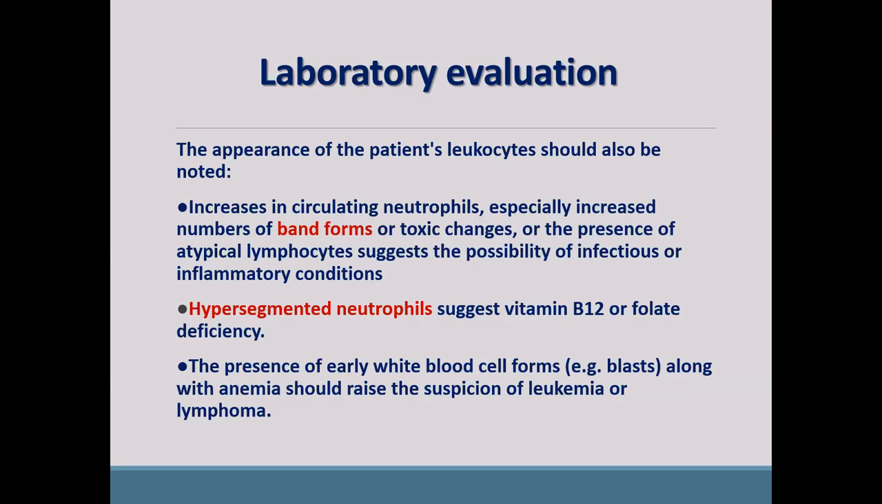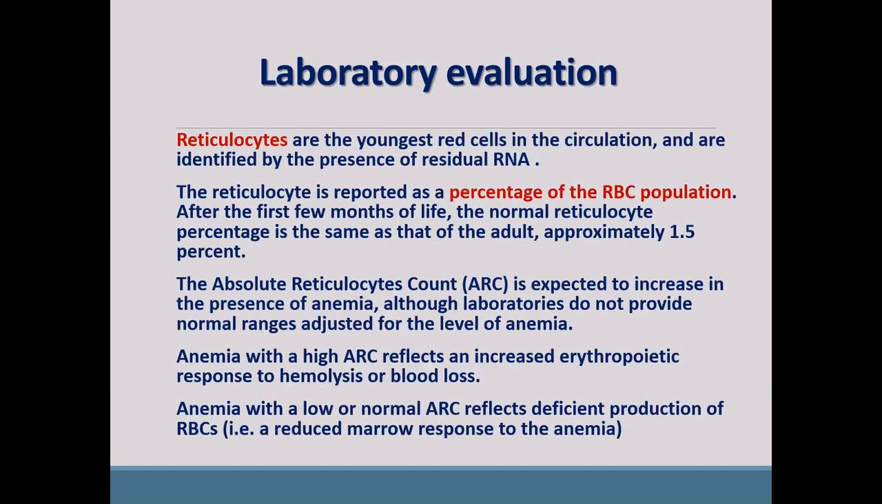Presence of early white blood cell forms, for example, blasts, along with anemia should raise suspicion of leukemia or lymphoma. In lymphoma, we can have anemia, but it is unusual to have bleeding.